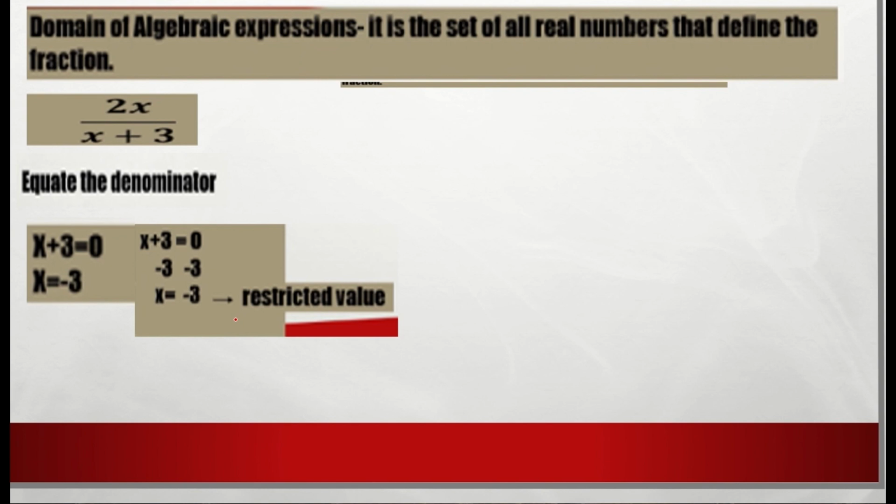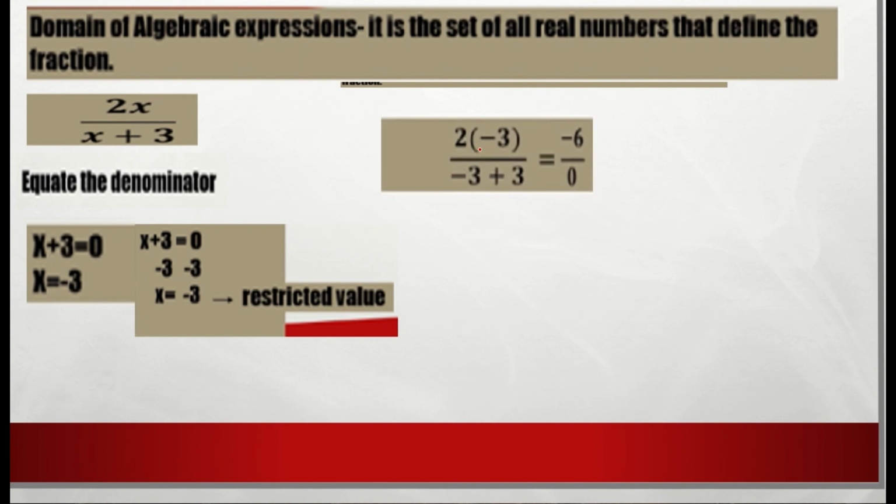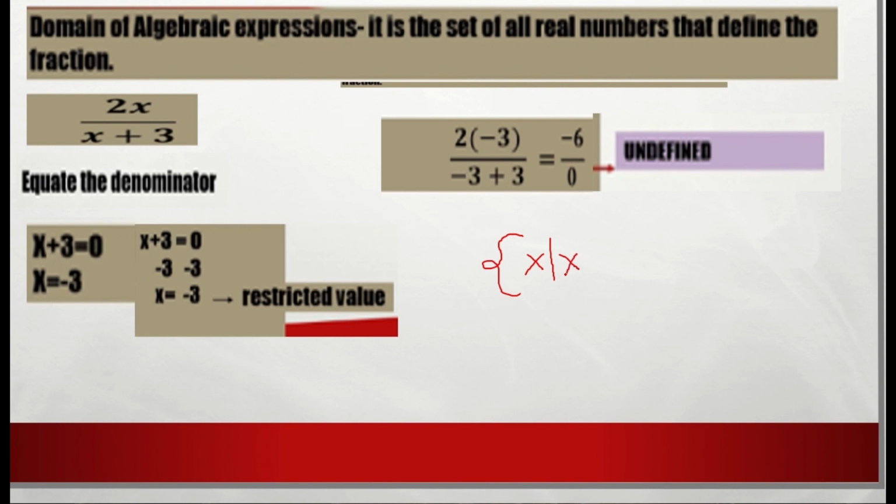Now, we will substitute the value of x, which is negative 3, to our expression. So, 2 times negative 3 equals negative 6, and negative 3 plus 3 equals 0. So, negative 6 over 0. The answer is undefined. Okay. So, therefore, class, our domain is x such that x is not equal to negative 3.